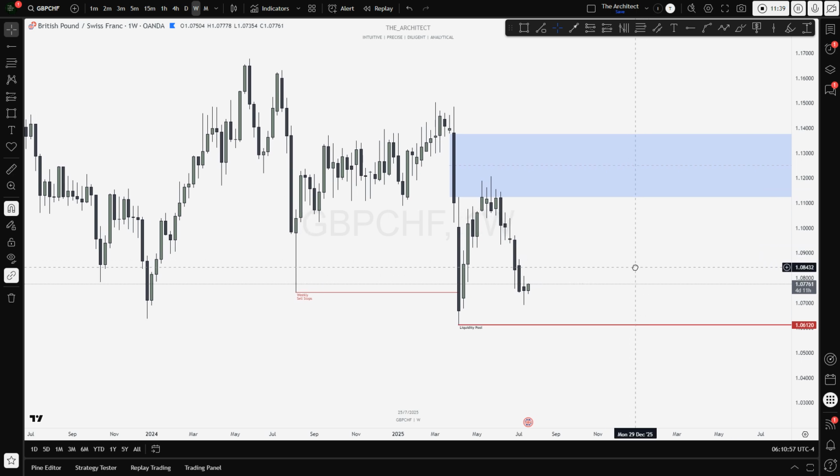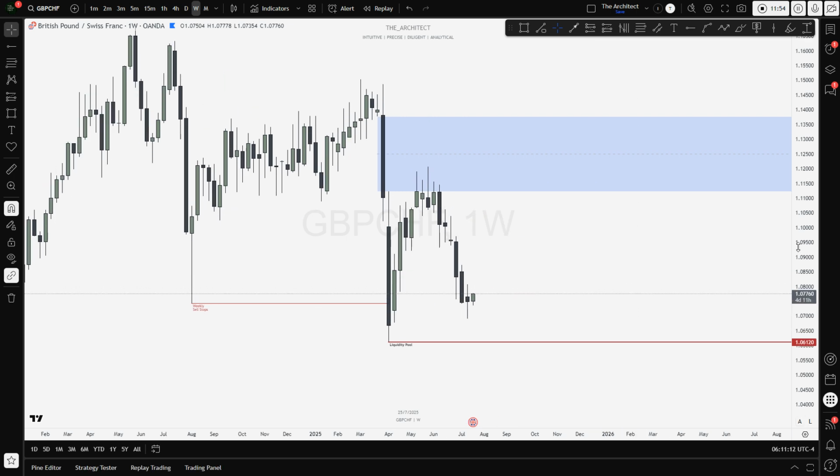Cool. GBPCHF, this is the weekly time frame. We see price action took out external range liquidity, the sell stops, pulled back into internal. Fair value gap got tapped into or rebalanced. Now we want to see the market draw towards external range liquidity, right? Let's go on to the H4.